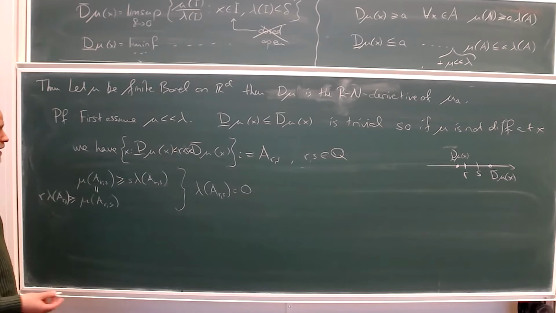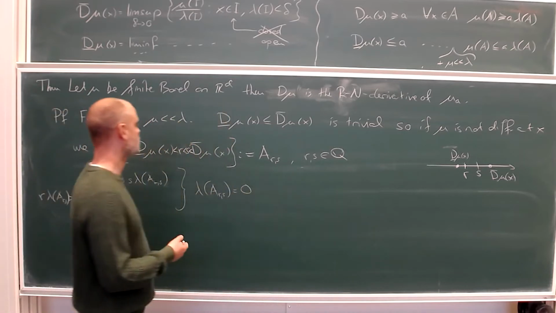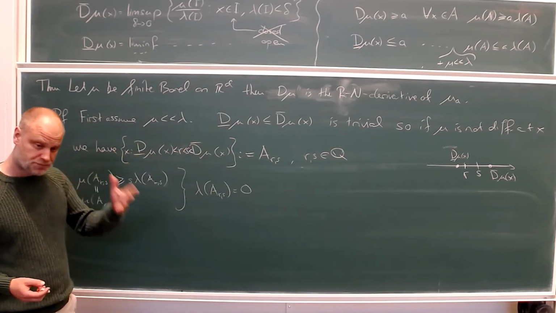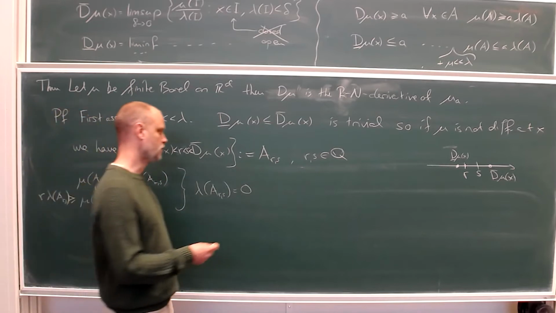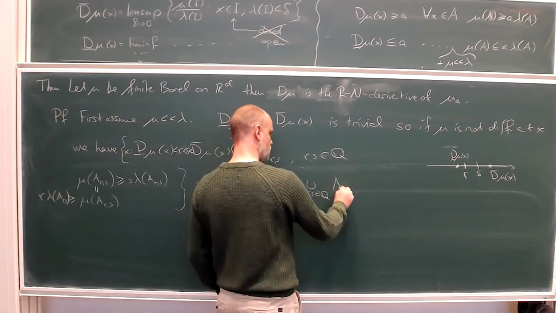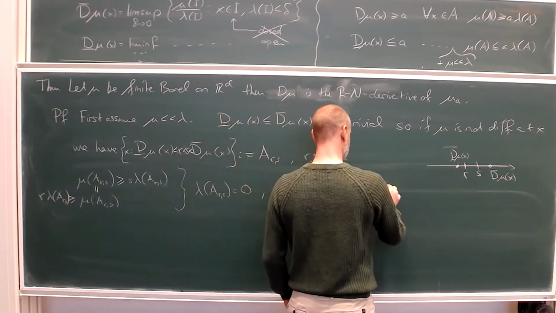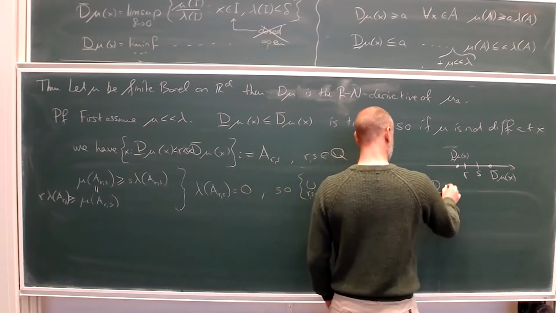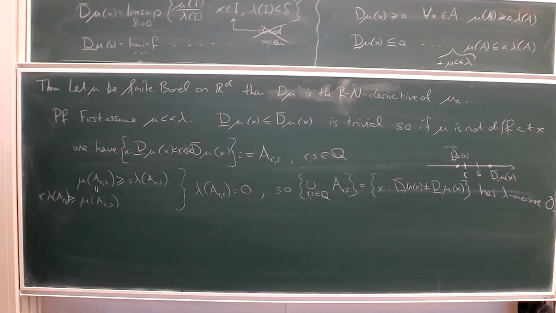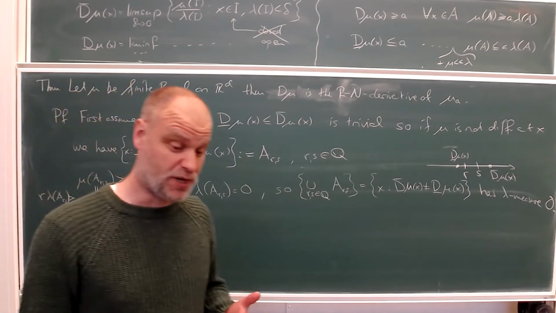And then, right, the set of points where these two are not equal is the union here. It's a countable union. So this is differentiable almost everywhere.